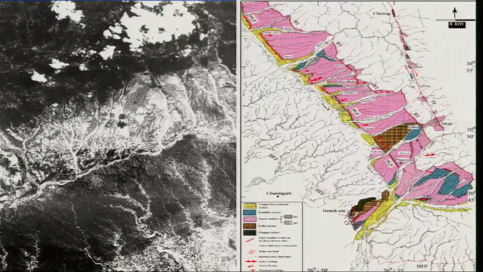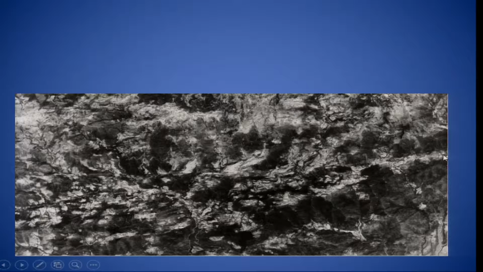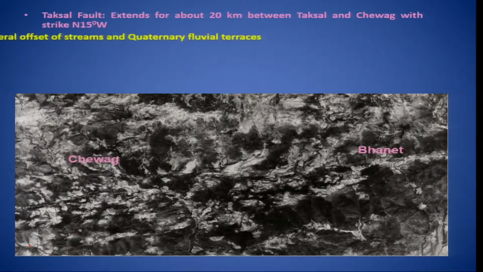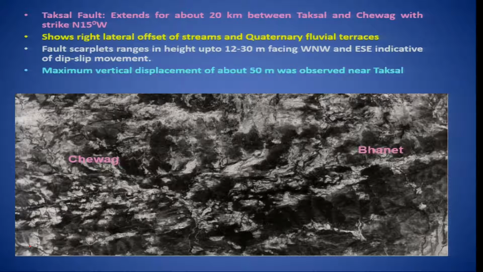This is hardly 25 to 30 kilometers, if you take the flying crow distance, from Chandigarh. So, we have a very prominent strike slip fault which is running over here, which goes almost for 35 to 40 kilometers, and it is well marked with the offset of streams. We have fault scarps which range from 12 to 30 meters high, and the vertical displacement goes up to 50 meters. I will show the ground photographs of this scarp here at Taksal.